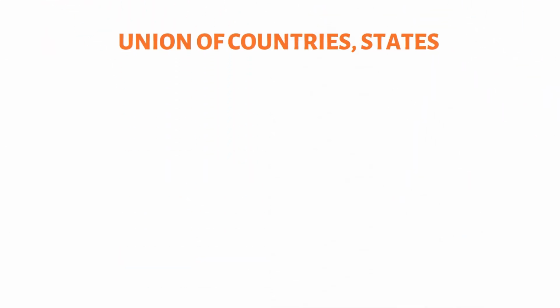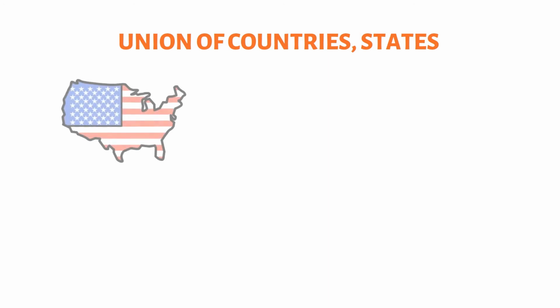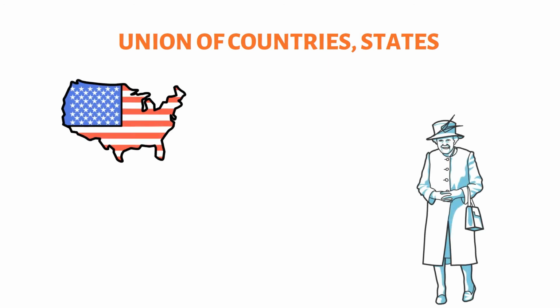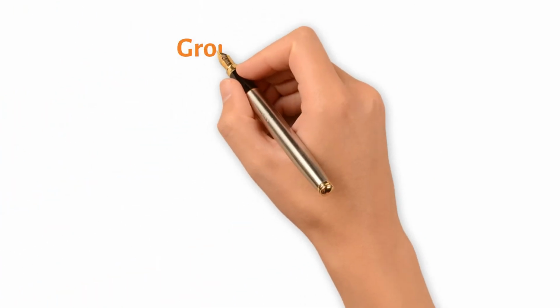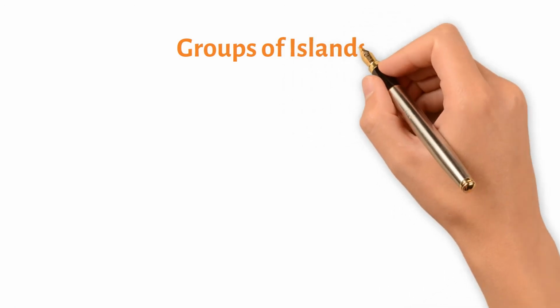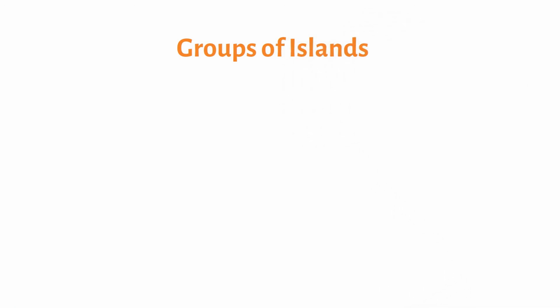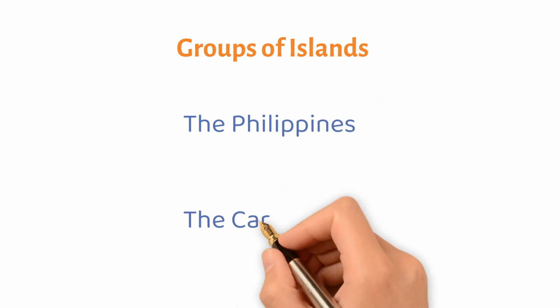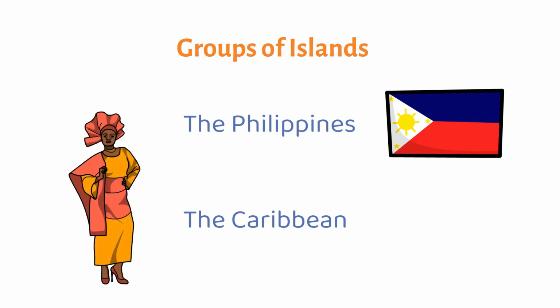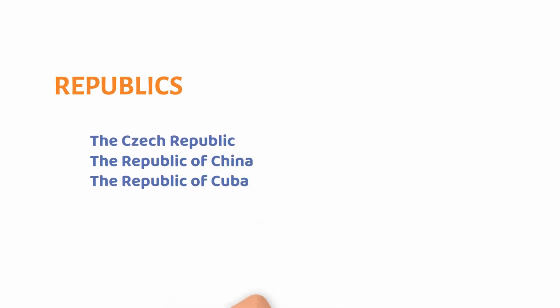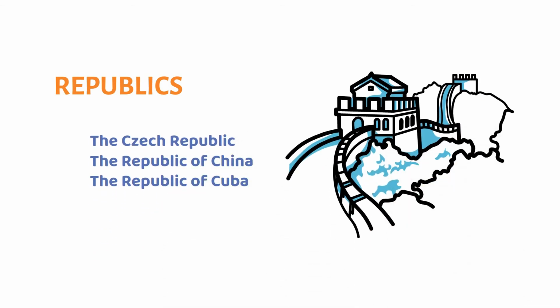We also use the when referring to a union of countries or states. For example, the United States of America, the United Kingdom. For groups of islands, like the Philippines, the Caribbean. For republics, like the Czech Republic, the Republic of China, the Republic of Cuba.